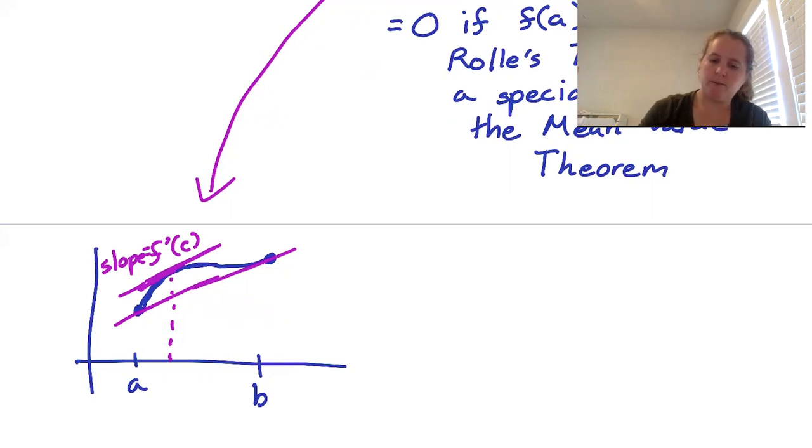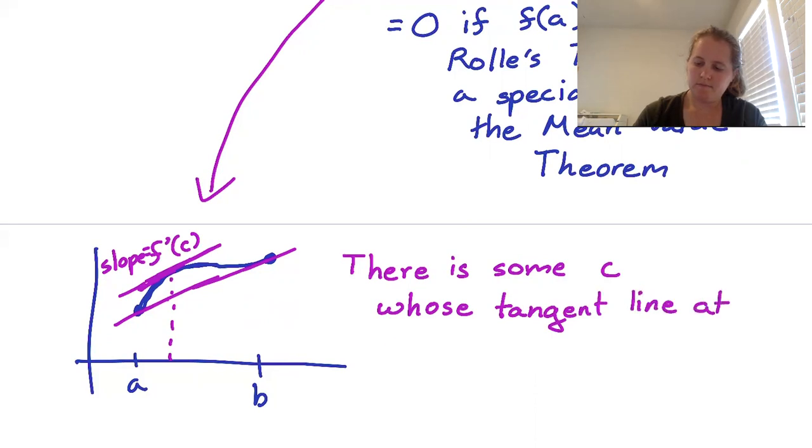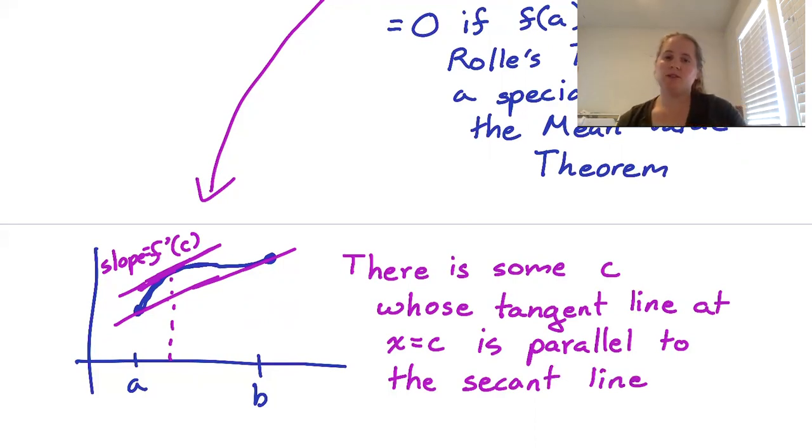Maybe I don't need to even write slope. So basically what we're saying is there is some C whose tangent line at x equals c is parallel to the secant line. So this is the graphical interpretation.